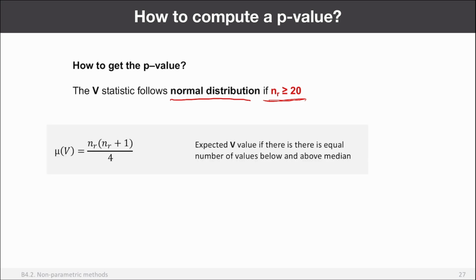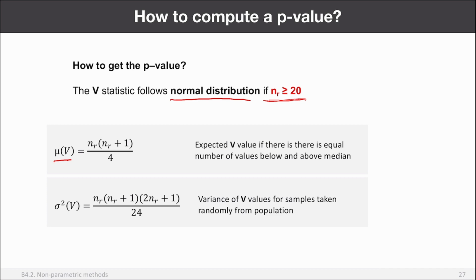This is the expected V. So if our null hypothesis is true, then this is the expected average of the V statistic, right? And you can see that it depends on the sample size. This is the variance. Again, we computed it only based on the sample size, so that's why I use sigma and mu. It's indeed for the population, it's the expected value. So this is the expected value for your future sample, right?